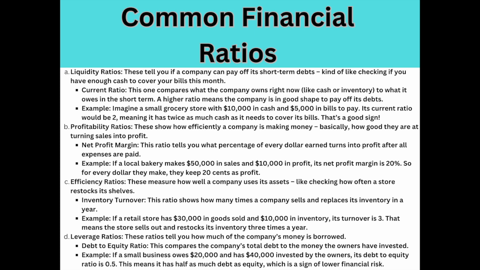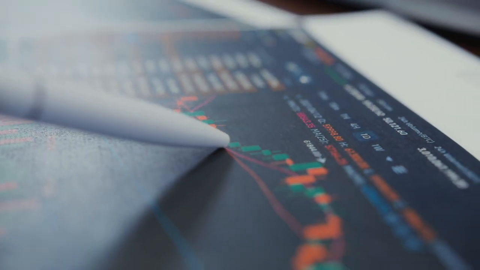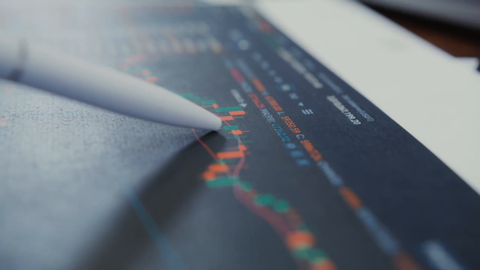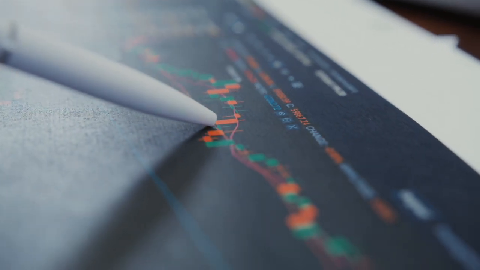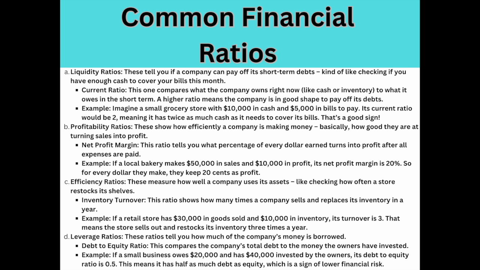Well, the first type of ratio is the liquidity ratio. These tell you if a company can pay off its short-term debts, kind of like checking if you have enough cash to cover your bills this month. Then you have the current ratio. This one compares what the company owns right now to what it owes in the short term. A higher ratio means the company is in good shape to pay off its debt.